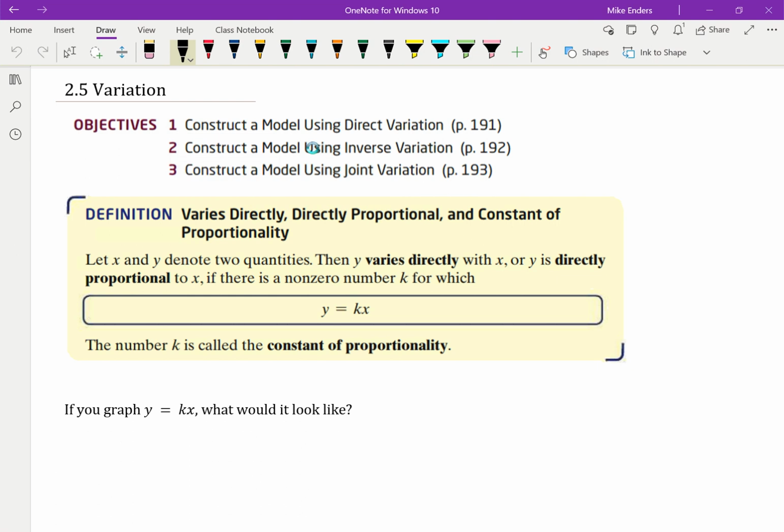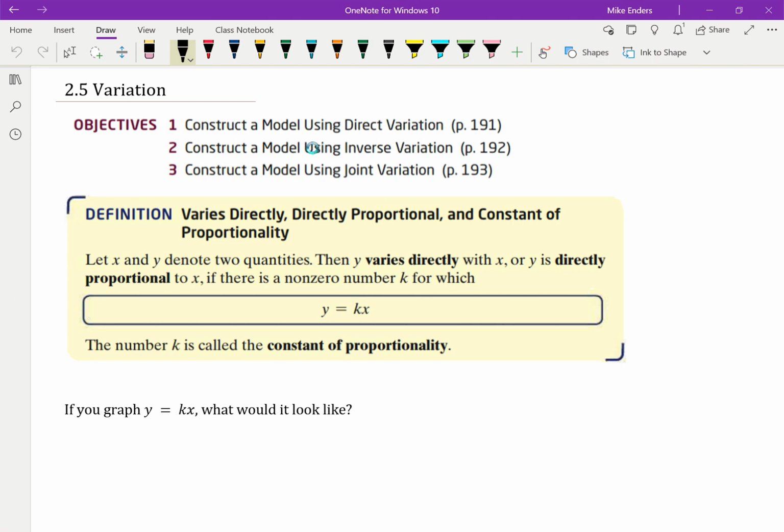And welcome back. In this video, we're going to be taking a look at Chapter 2, Section 5, taking a look at variation. So three things that we're going to do in this particular video. We're going to take a look at direct variation, inverse variation, and then joint variation.